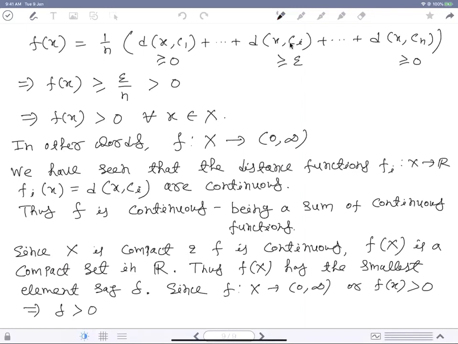Note that here we are writing greater than 0 because delta is the smallest element of f of x. It is not the infimum. If it was the infimum, then it should be greater or equal to 0. Since it is the smallest element, it should be bigger than 0, as delta is the smallest element of f of capital X.